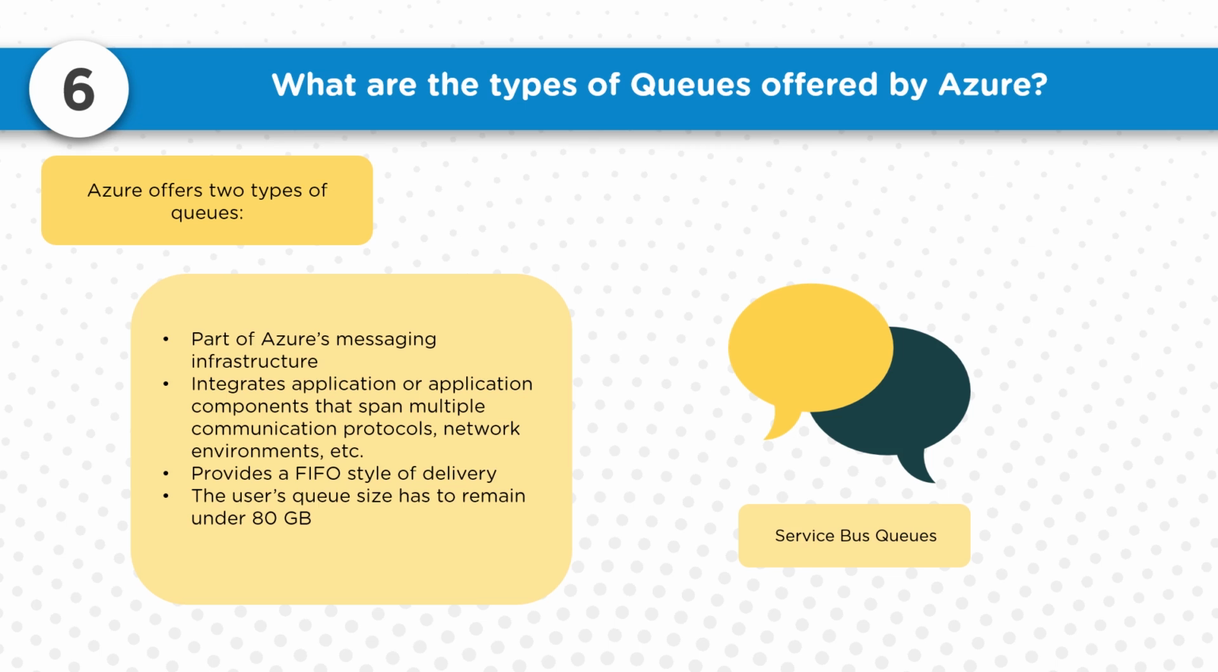And on the other hand, the service bus queue. Service bus queues are built on top of a broader messaging infrastructure, and they are designed to integrate applications and application components that can span multiple communication protocols. So that way it differs. This is good for applications and components that may span multiple communication protocols and even totally different network environments. In short, service bus queues in Azure are part of Azure's messaging infrastructure, and they integrate applications or application components that can span multiple different protocols and multiple different network environments. It also provides first in, first out style delivery, and the user's queue size has to remain under 80 gigabytes.